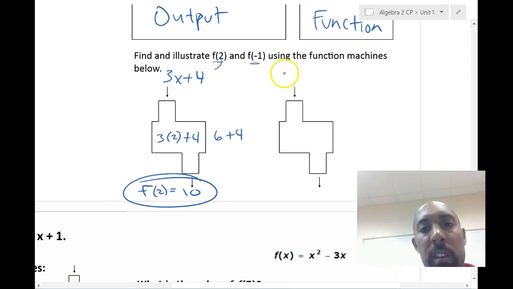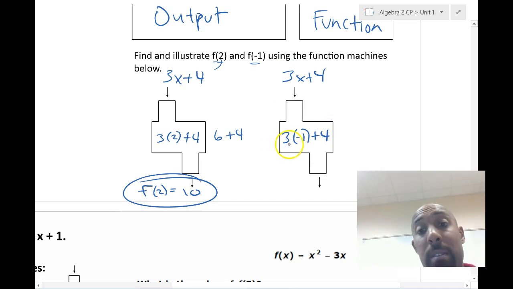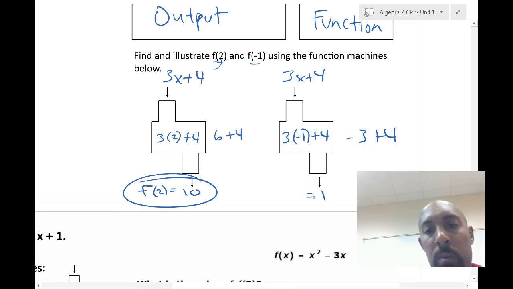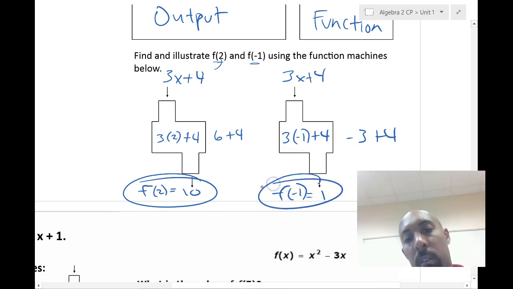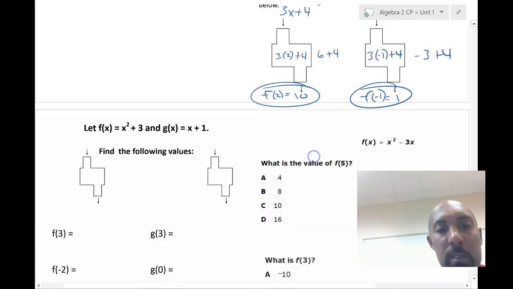So now let's do the same thing. Now we're going to do f of negative 1. So we're going to plug in negative 1 here. Now it's 3 times negative 1, negative 3. Then we're going to add 4. That's going to be 1. But again, we don't want to just write 1. We want to write the actual notation. f of negative 1 is equal to 1. To the next page.